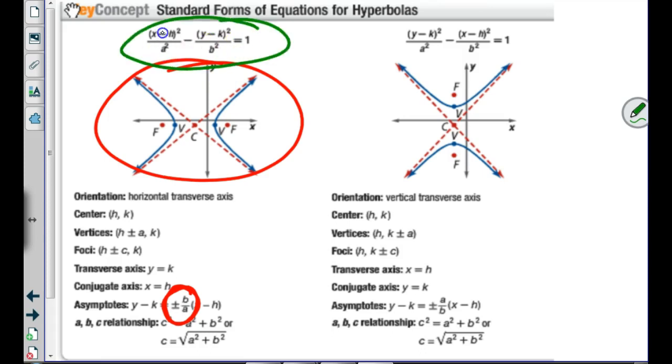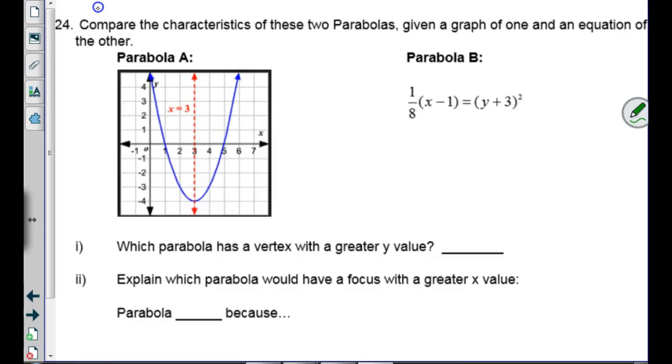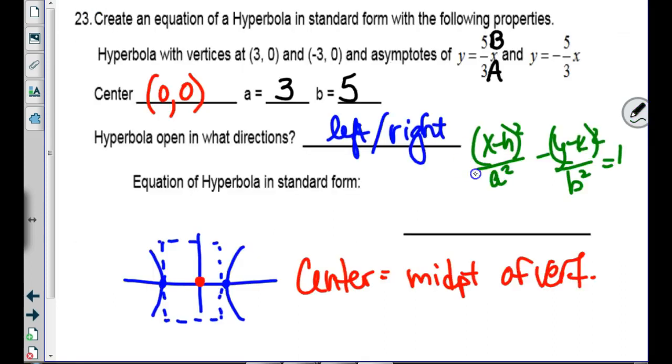A squared is always under the positive term, and because it opens left, right, it's got the x's in front. So what would this equation look like? Well, x minus 0, or just x squared, over what's a squared? Don't put 3, it's 9. Minus y minus 0 squared, and you could write it that way, I wouldn't care, or just y squared over b squared, which would be 25, equals 1. Pretty easy one to write the equation of.